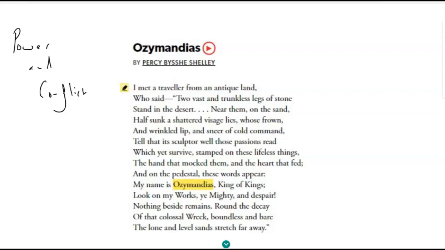My name is Ozymandias, King of Kings. Look on my works, ye mighty, and despair. Nothing beside remains. Round the decay of that colossal wreck, boundless and bare, the lone and level sands stretch far away."